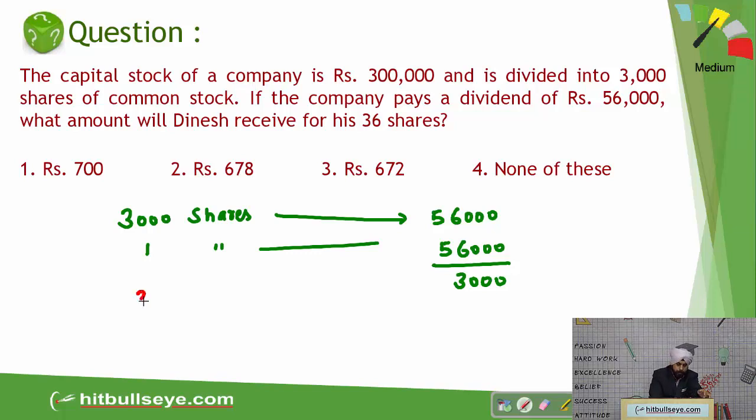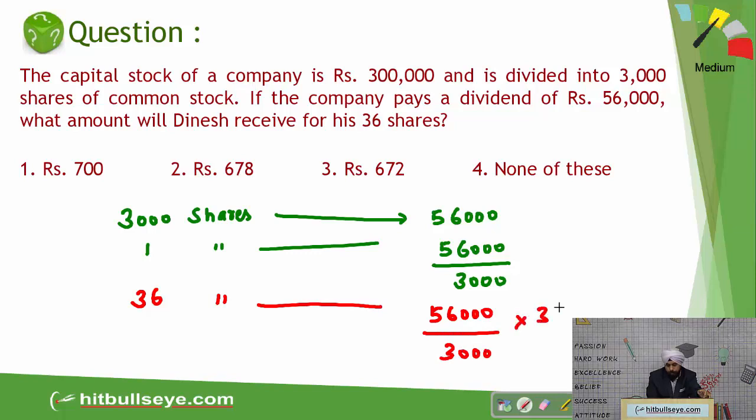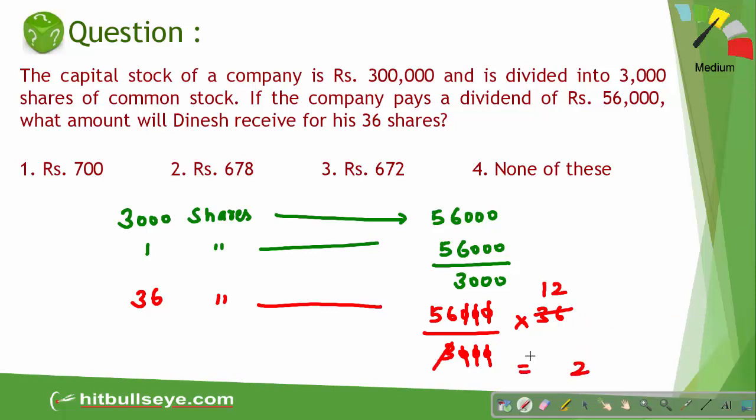And now Dinesh has 36 shares, so it will be 56,000 by 3000 into 36. 3 zeros gone here. 3, it is 12. Solving this, 12 6s are 72, 12 5s are 60, it is 672 rupees. So this third option. Right students, let's go to the next question.